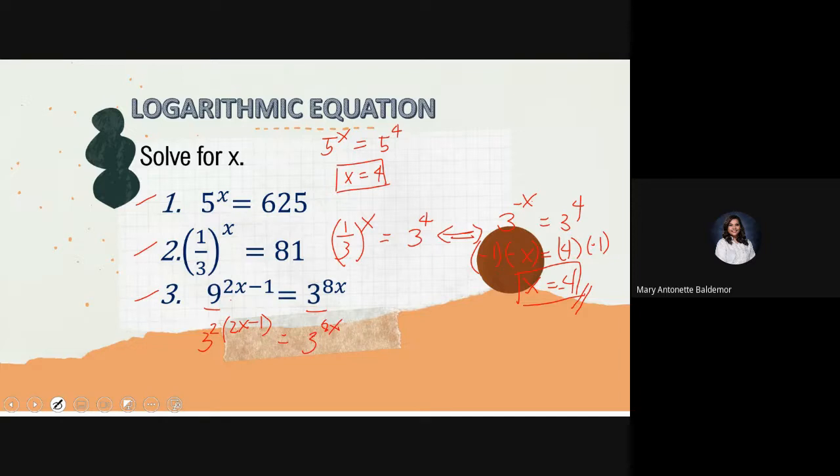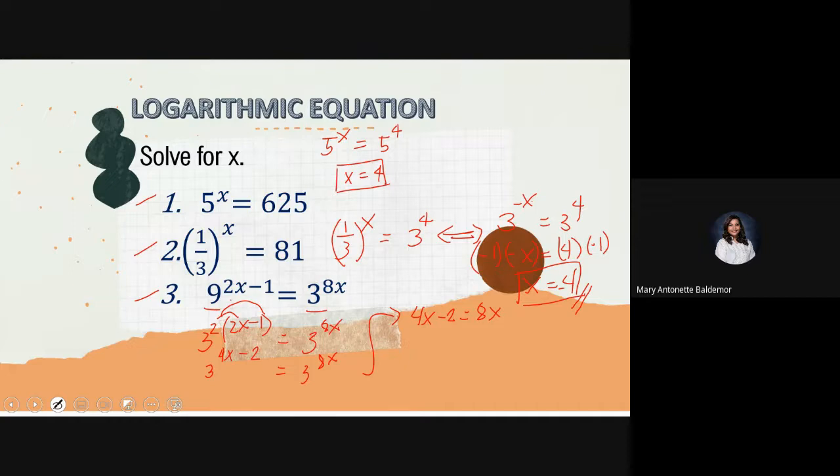So using the distributive property, distribute natin to. So magiging siyang 3 raised to 4x minus 2 is equal to 3 raised to 8x. Now, let us equate both of the exponents for us to get the value of x. Okay? So the exponent 4x minus 2 is equal to 8x.